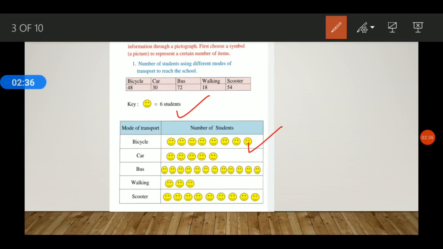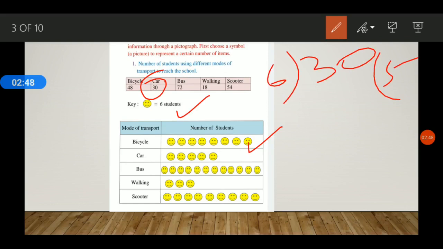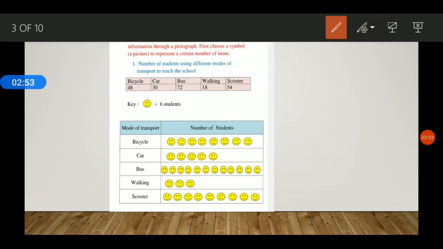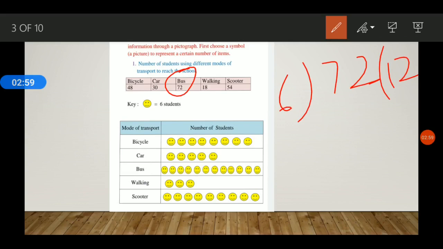Now car, how many students? 30 students are going by car. So for car, how many pictures will we make? Divide this 30 by 6. How many times will it be divisible? 5 times. So we will draw 5 pictures. Now for bus, 72. So divide 72 by 6. We will get the answer 12. So we will draw 12 pictures.